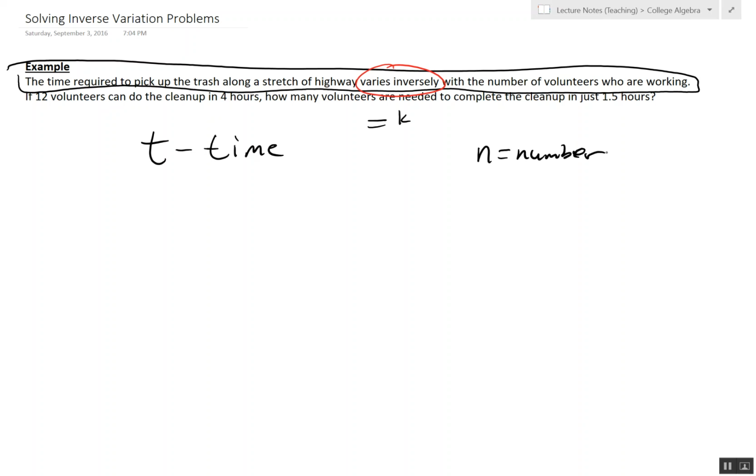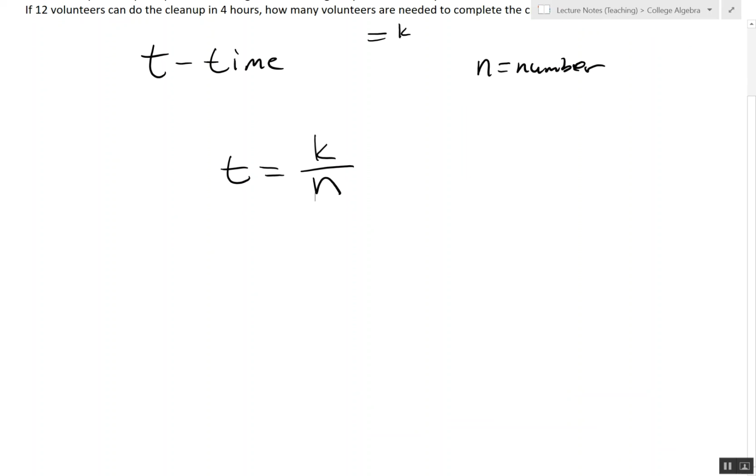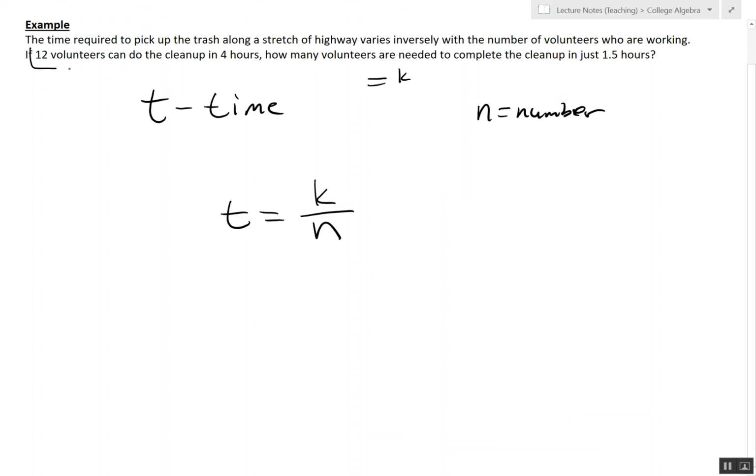So when we write this, it is going to be T equals K, and then since it's inversely, we'll write this over N. So that's step one for our four-step procedure from our solving direct variation video. So now we need to figure out what K is. Well, we know that if we have 12 volunteers, cleanup can take 4 hours.